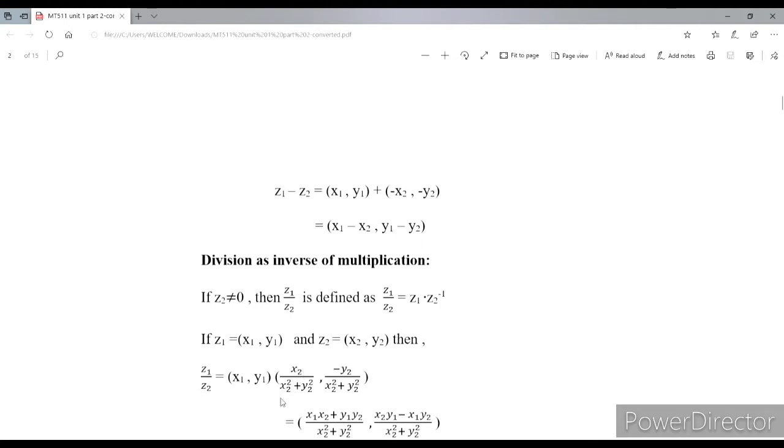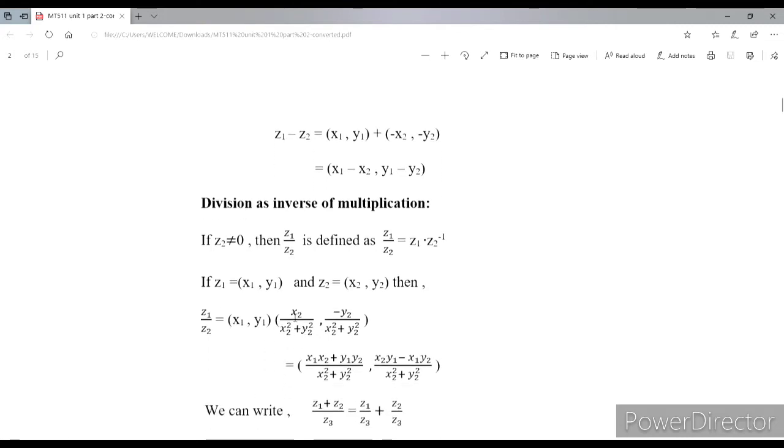That is x2 divided by x2 square plus y2 square, minus y2 divided by x2 square plus y2 square. Now multiplying these two, multiplying the real part x1 x2, then minus of imaginary part, minus of minus will be plus y1 y2 divided by x2 square plus y2 square. The imaginary part is obtained by multiplying real part into imaginary part. Therefore x2 y1 minus y2 x1 divided by x2 square plus y2 square.